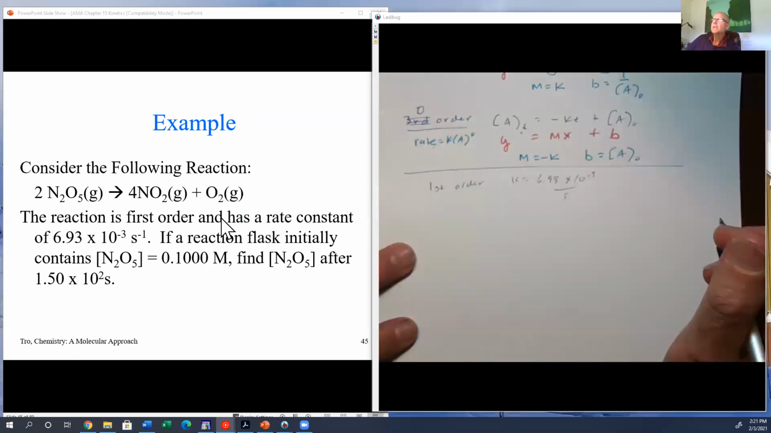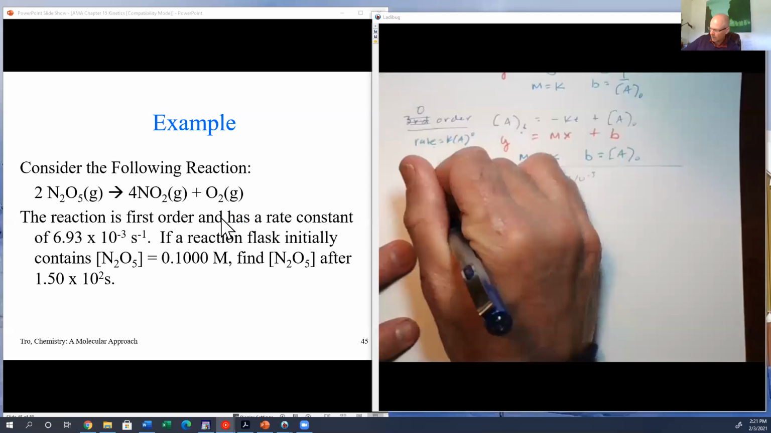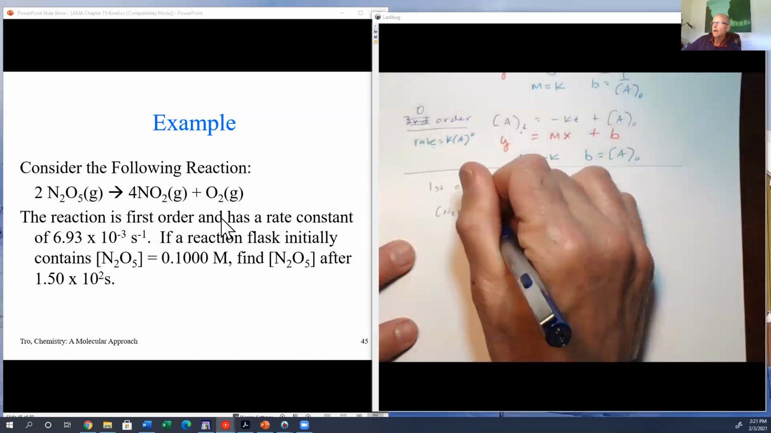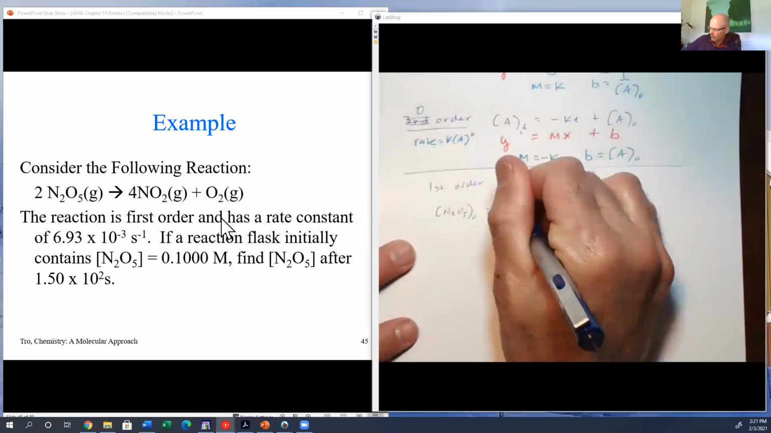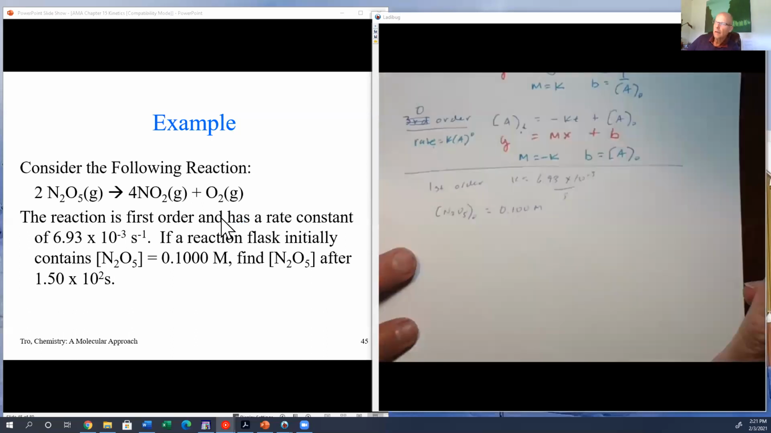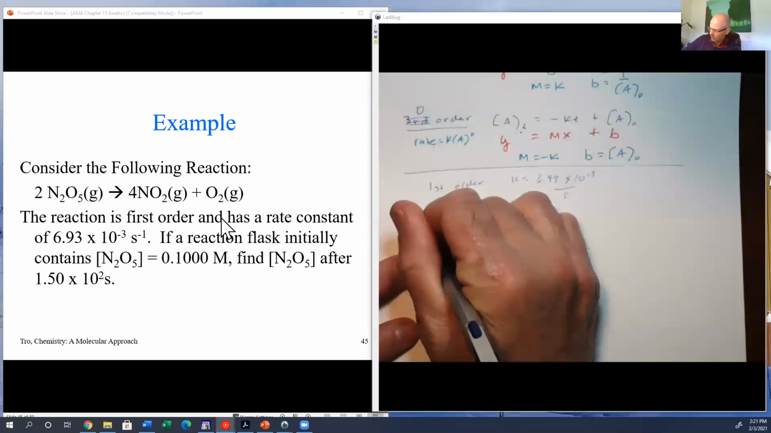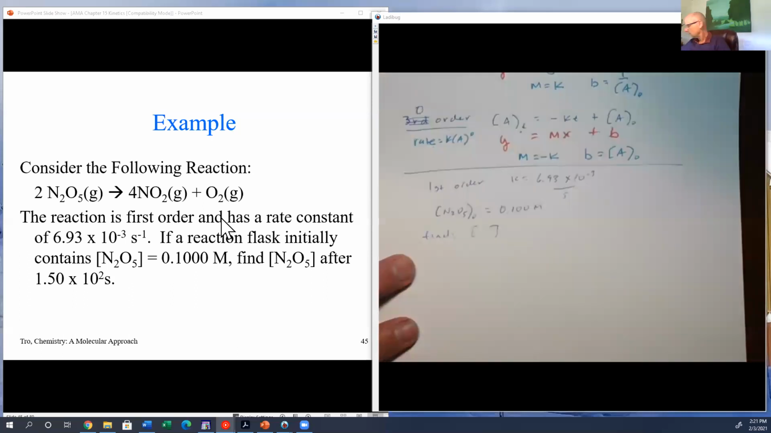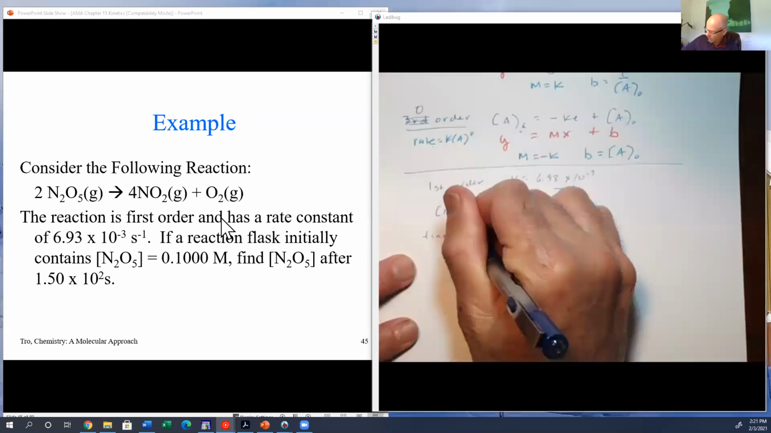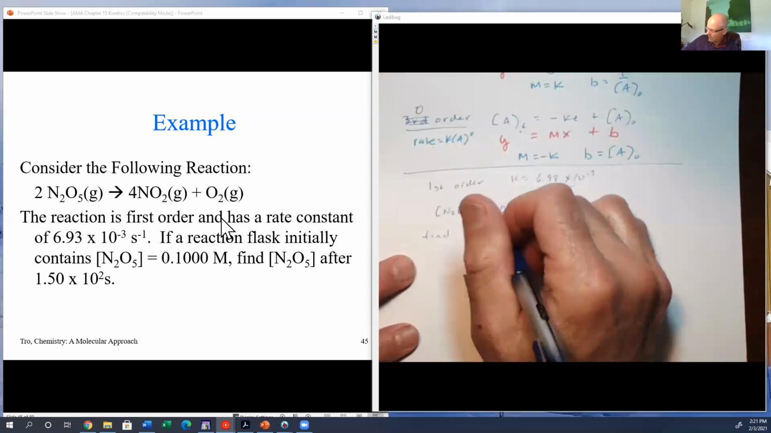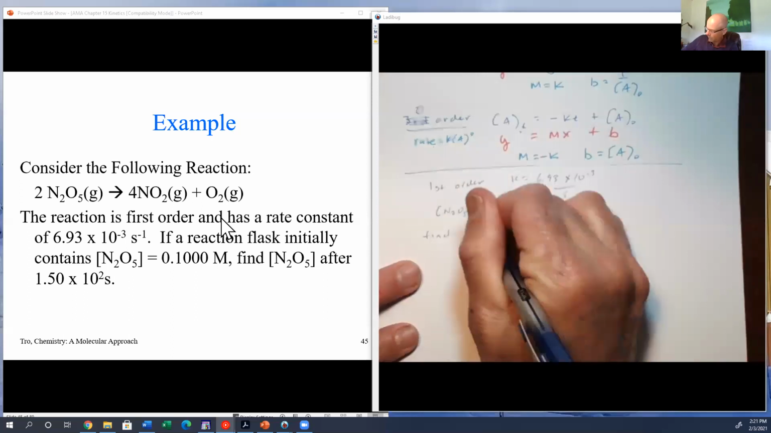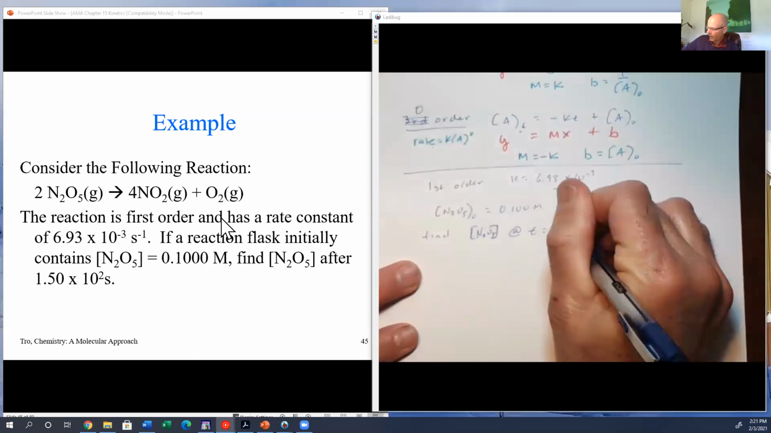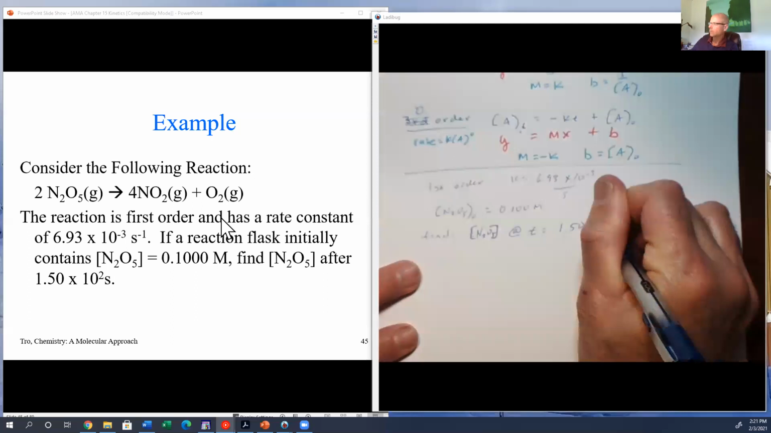We're given that the initial concentration of N2O5 at time 0 is equal to 0.100 molar. And we're asked to find the concentration of N2O5 at t equals 1.50 times 10 to the 2 seconds.